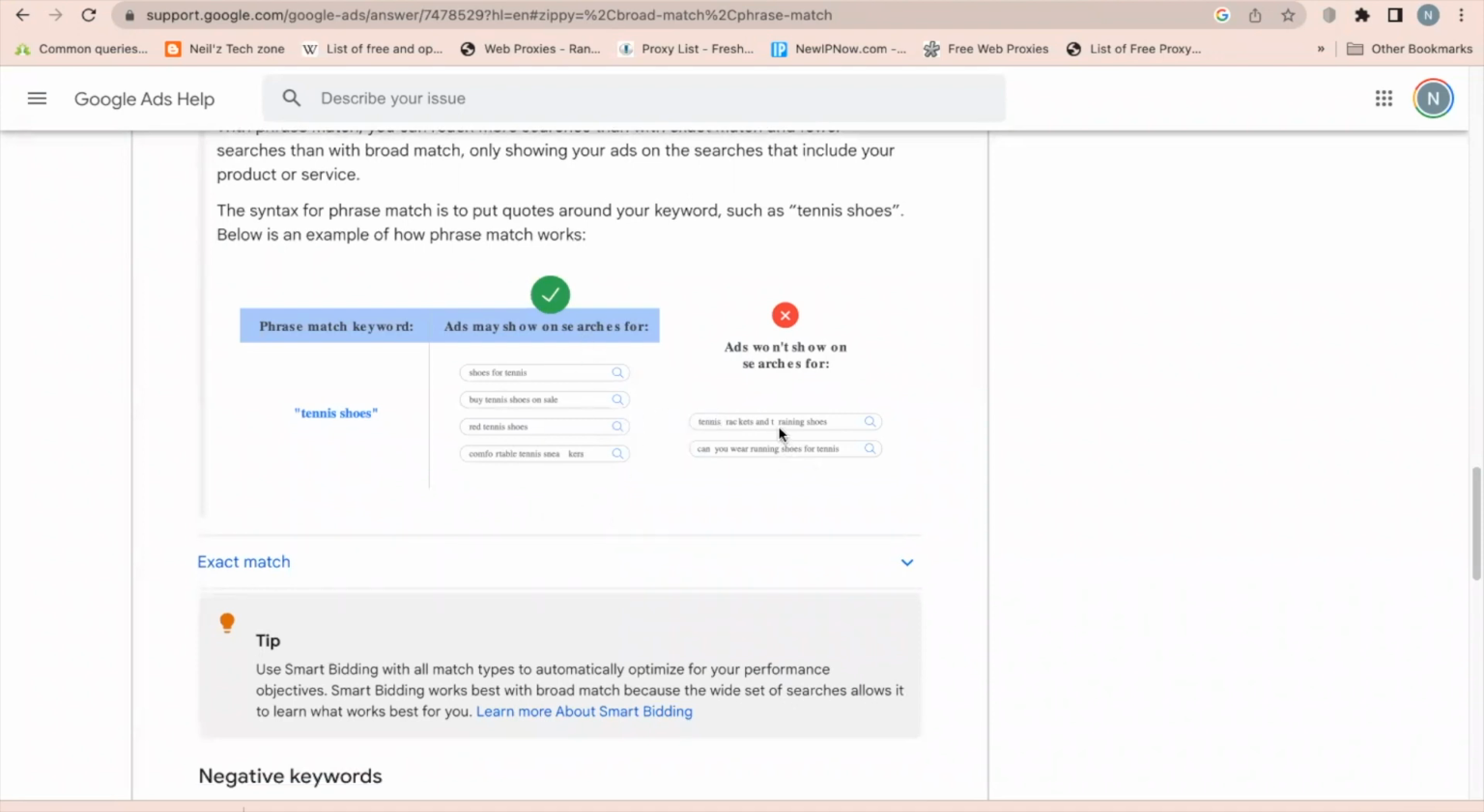For tennis racket and training shoes, it will not get triggered because you are looking for a racket also. Your intent is a bit different. And see, can you wear running shoes for tennis? You don't want to buy shoes, right? You are asking a question. Though tennis and shoes are coming in the search query, the intent is different. So if you had put running tennis shoes here, there are running shoes, there are walking shoes also.